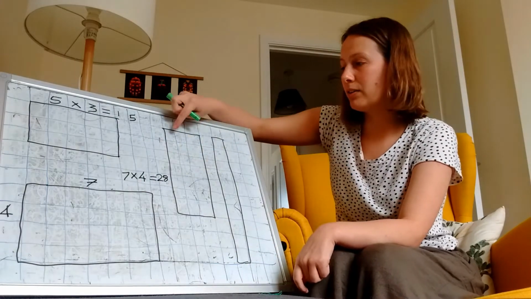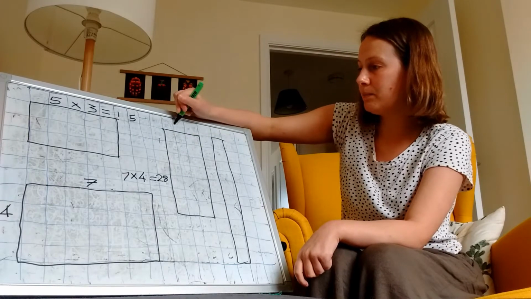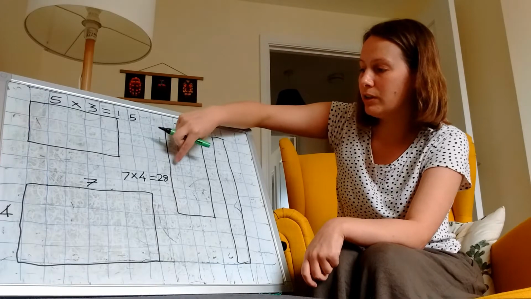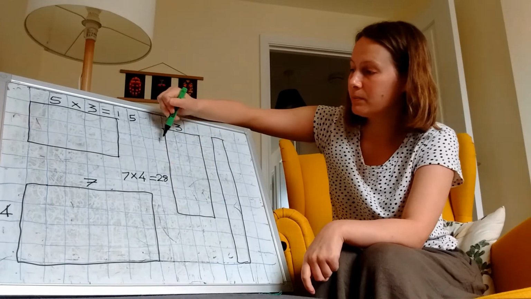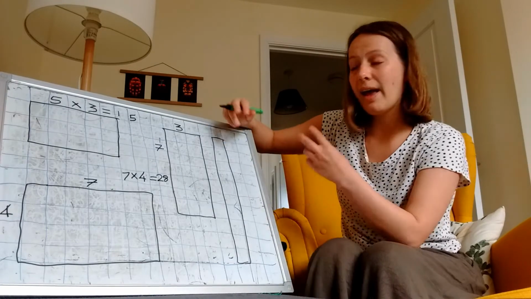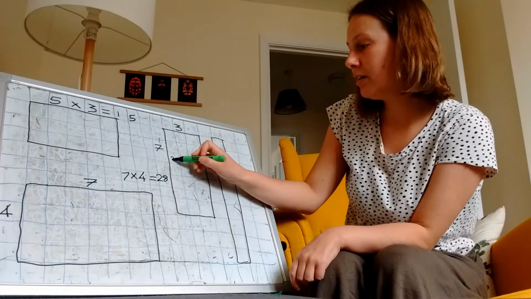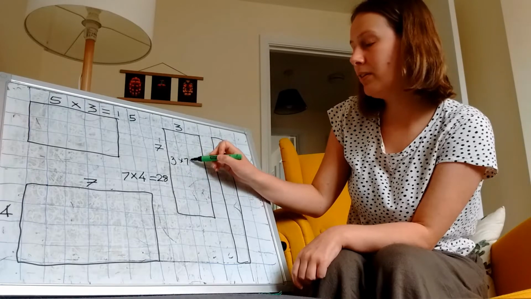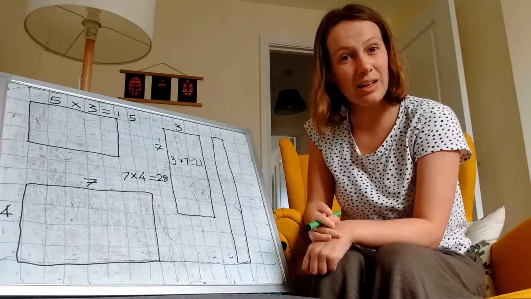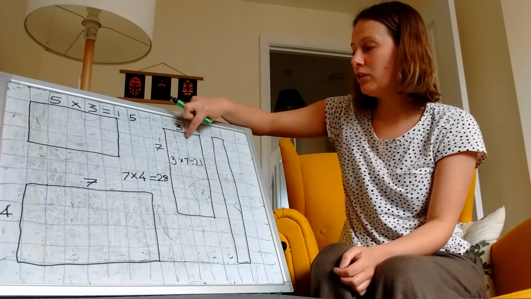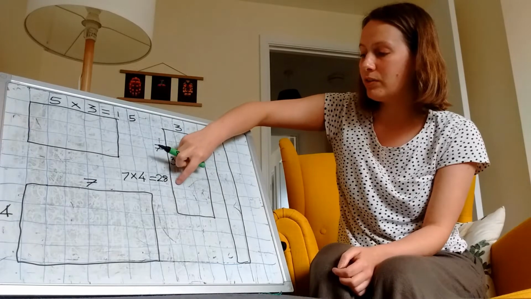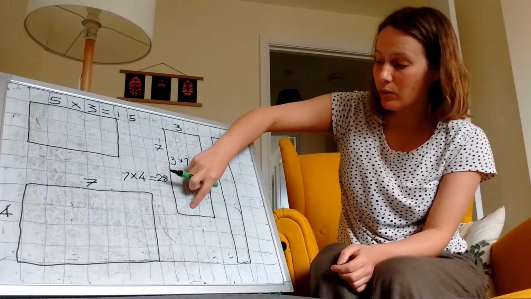This rectangle has 1, 2, 3 along the top and 1, 2, 3, 4, 5, 6, 7 along the side. So we work out the area by doing 3 times 7, which equals 21, and we can check that by counting the squares. 1, 2, 3, 4, 5, 6, 7, 8, 9, 10, 11, 12, 13, 14, 15, 16, 17, 18, 19, 20, 21.